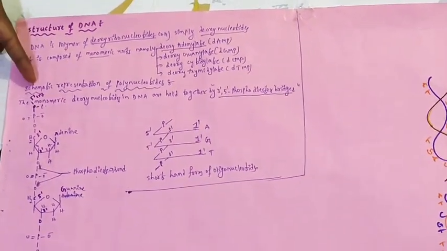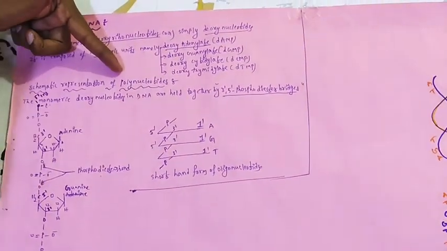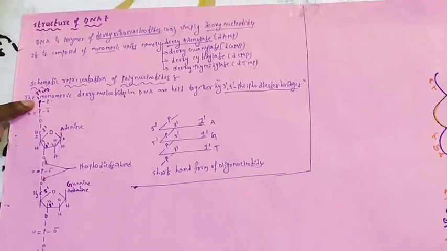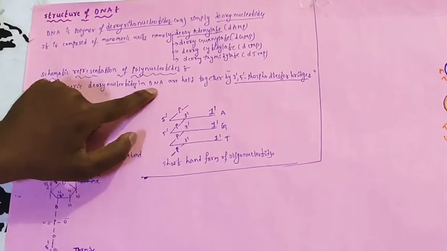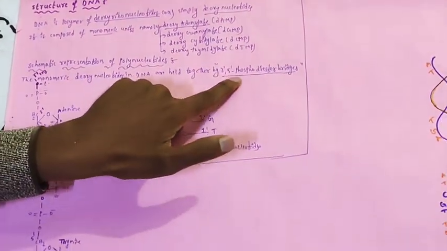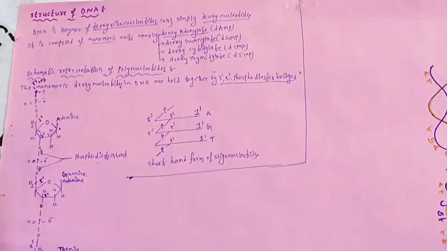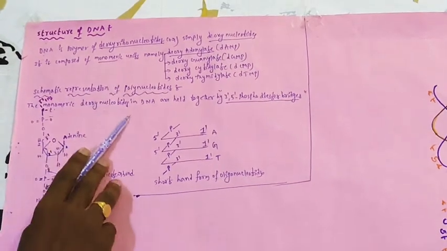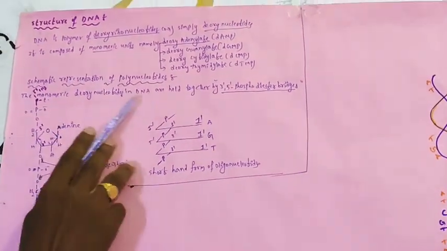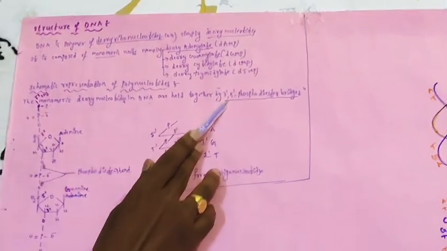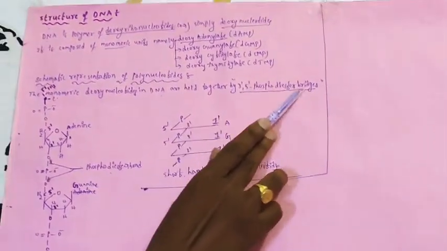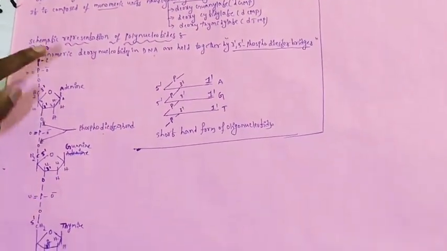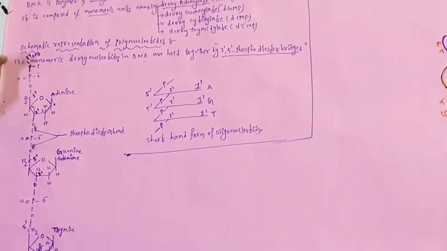Next, the schematic representation of polynucleotides. Polynucleotides means how these four will connect with each other in DNA. Let's see. Here, the monomeric deoxynucleotides in DNA are held together by 3'5' phosphodiester bridges. The deoxynucleotides are deoxyadenylate, deoxyguanylate, deoxycytidylate, deoxythymidylate, which are connected with each other in DNA by 3'5' phosphodiester bridges. This is the schematic representation of polynucleotides, showing how they are connected with each other in DNA.